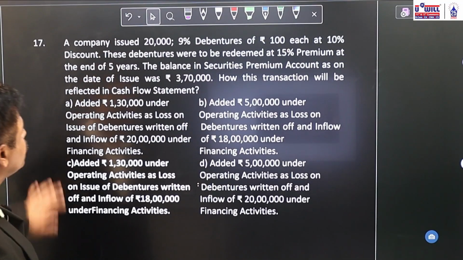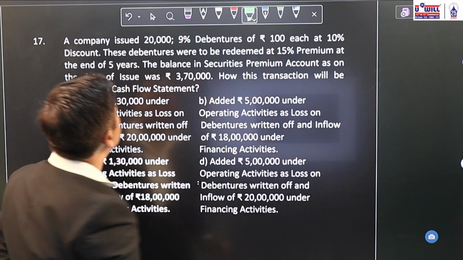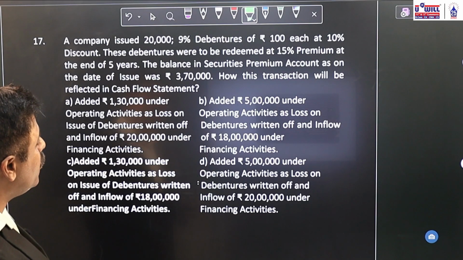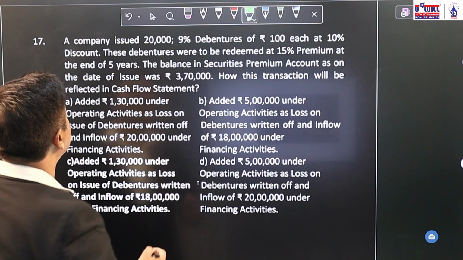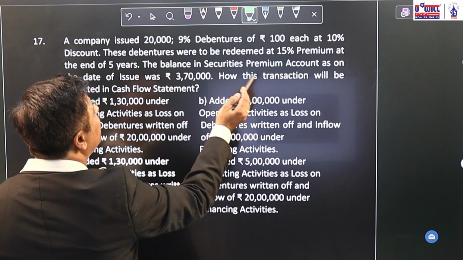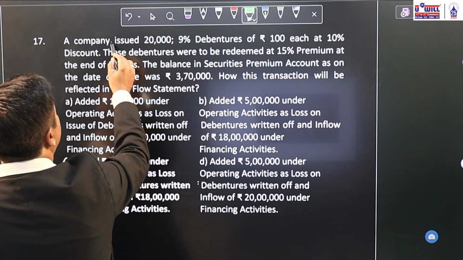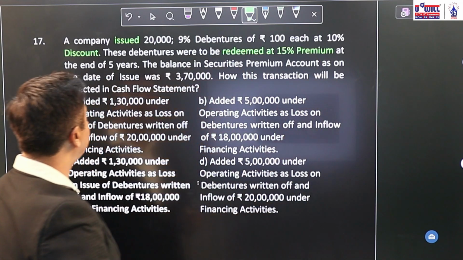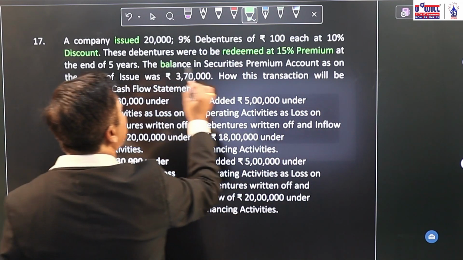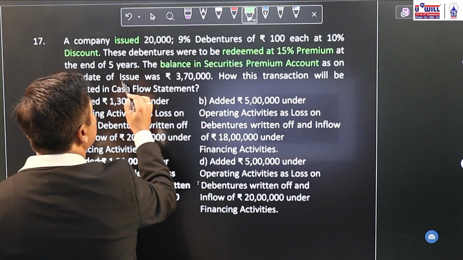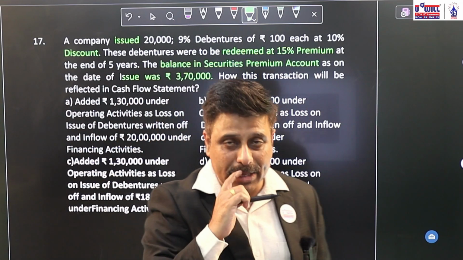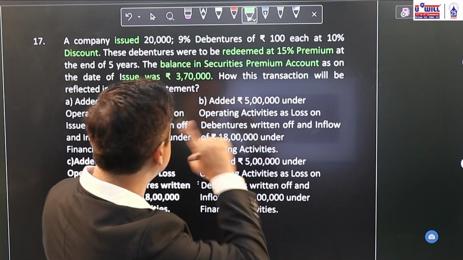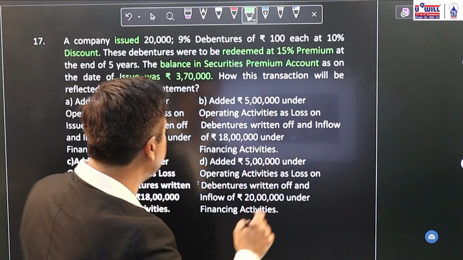17th question. A company issued 20,000 9% debentures of 100 each at 10% discount. These debentures were redeemed at 15% premium at the end of 5 years. We have issued them at discount plus we are going to redeem them at 15% premium. The balance in securities premium account as on the date of issue was 3,70,000. We have studied in the debentures chapter that securities premium is the first priority for writing off the discount and premium on redemption, that is the loss on issue of debentures.